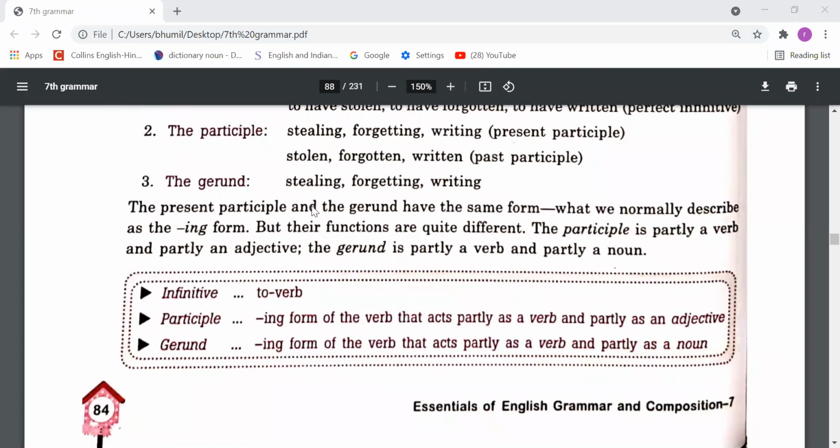Suppose, dear students, you say that you have a doll and you say that it is a beautiful doll. It is a beautiful doll. So we know that beautiful is an adjective here, but instead of beautiful, you use ing form and you say that it is a singing doll. It is a singing doll.